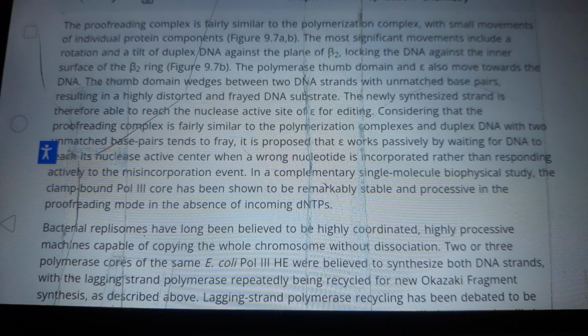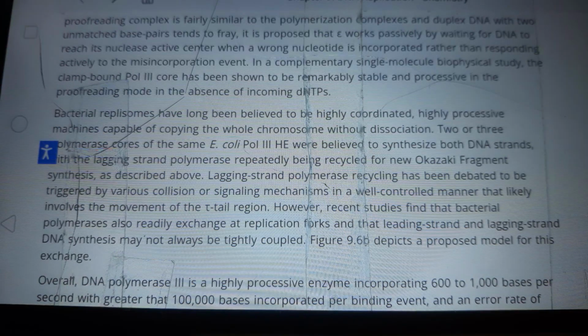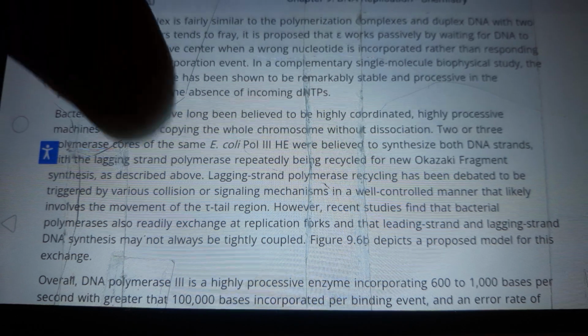Considering that the proofreading complex is fairly similar to the polymerization complex, and duplex DNA with two unmatched base pairs tends to fray, it is proposed that epsilon works passively, waiting for DNA to reach its nuclease active center when a wrong nucleotide is incorporated, rather than responding actively to the misincorporation event. In a complementary single-molecule biophysical study, the clamp-bound pol 3 core has been shown to be remarkably stable and processive in the proofreading mode in the absence of incoming dNTPs.